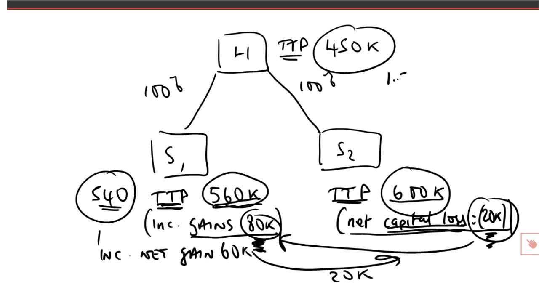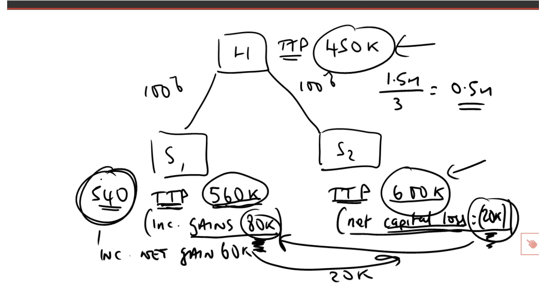So that means that what would have been a 1.5 million profit limit is now divided by 3. So that now it's 0.5 million as the profit limit for each of these companies. So H has a TTP of £450,000. It is not large. S2 has a TTP of £600,000. It is large. S1 has a TTP of 540,000.